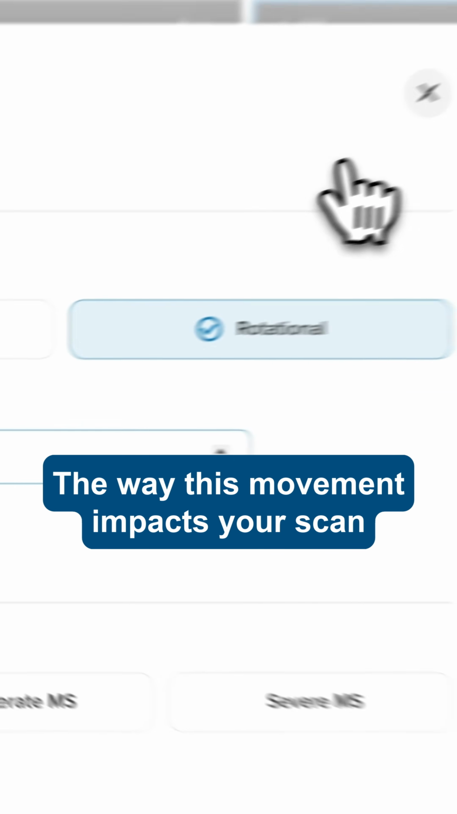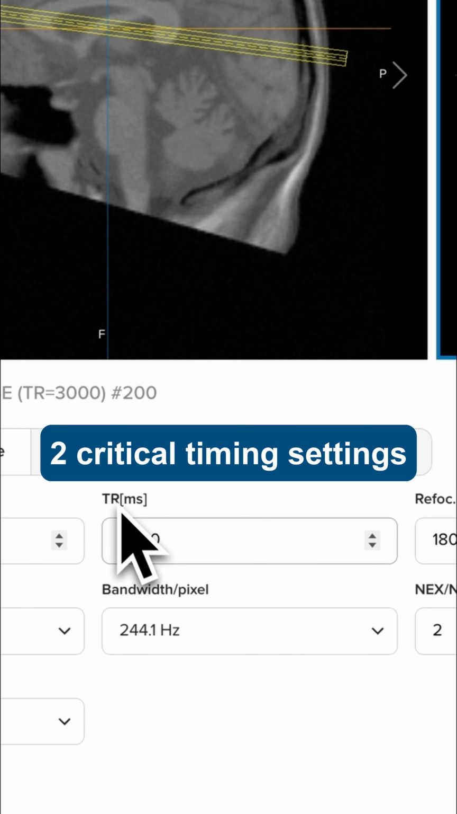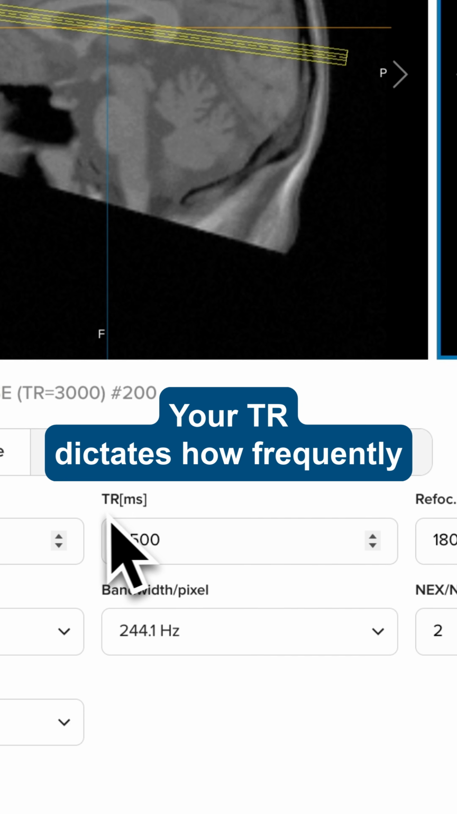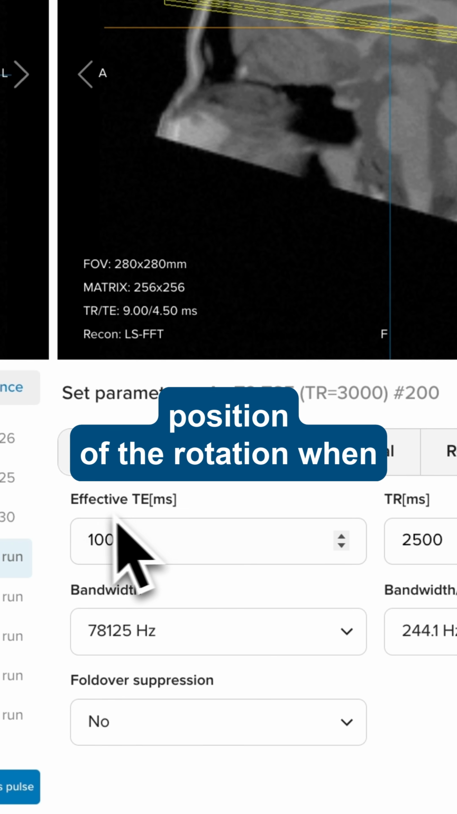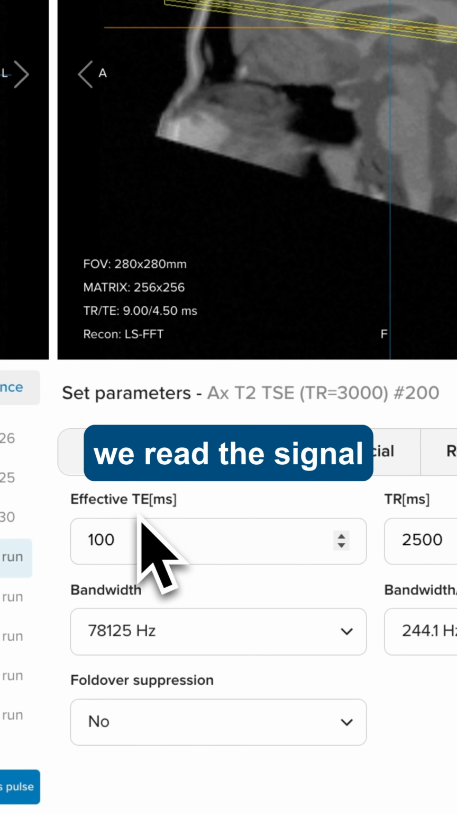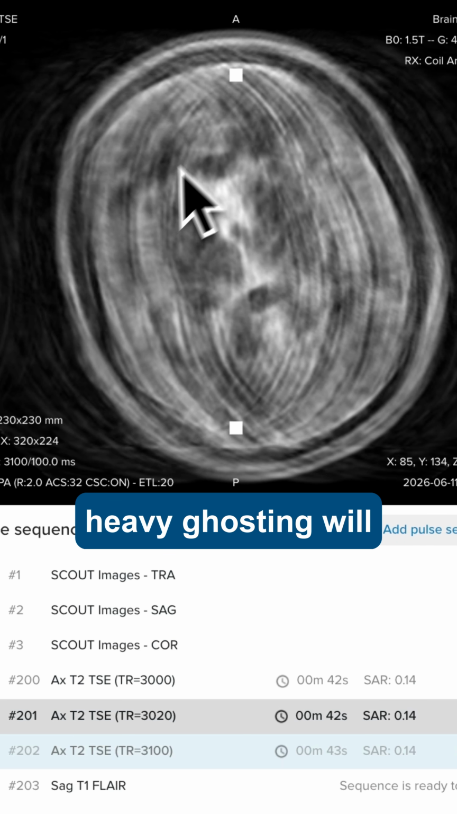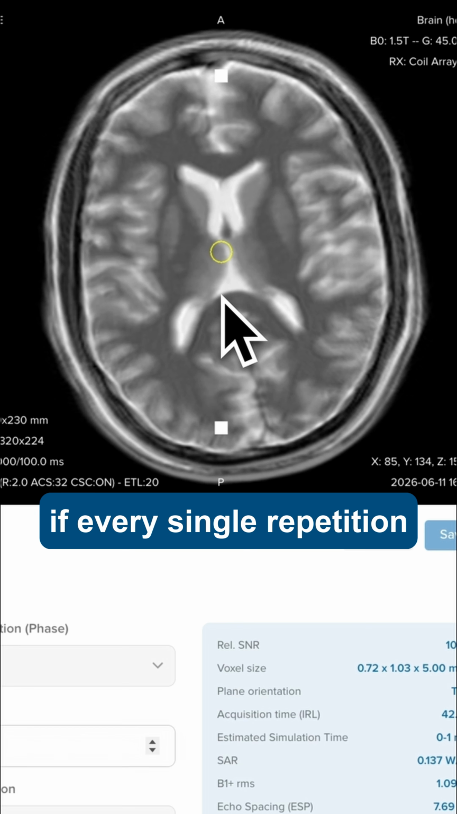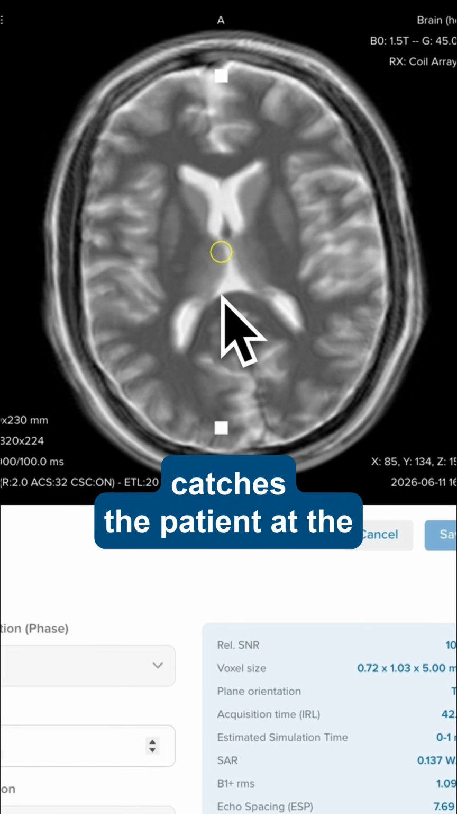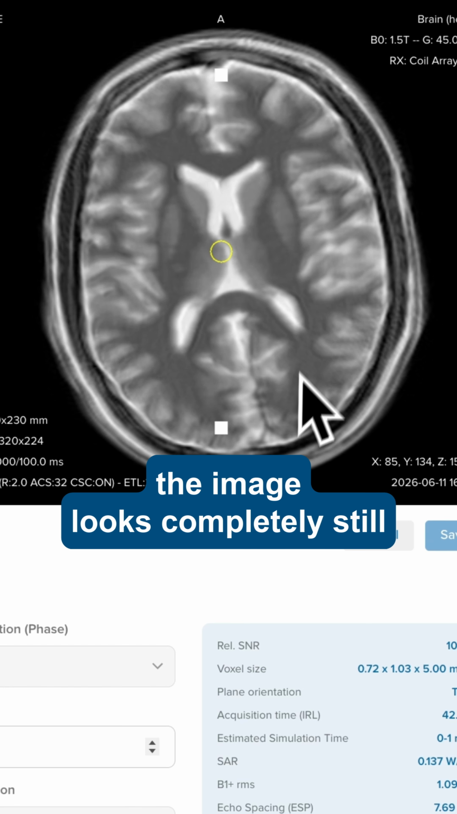The way this movement impacts your scan depends heavily on 2 critical timing settings. Your TR dictates how frequently the scanner checks the anatomy, while TE determines the exact position of the rotation when we read the signal. When every repetition hits a different angle, heavy ghosting will ruin the image. However, if every single repetition catches the patient at the identical spot in their movement, the image looks completely still.